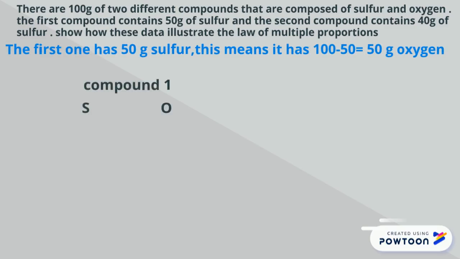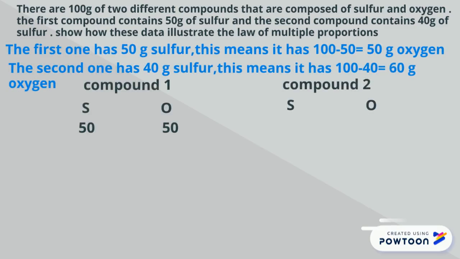The first one has 50 grams of sulfur. This means it has 100 minus 50 equal to 50 grams of oxygen. The second one has 40 grams of sulfur. This means it has 100 minus 40 equal to 60 grams of oxygen.